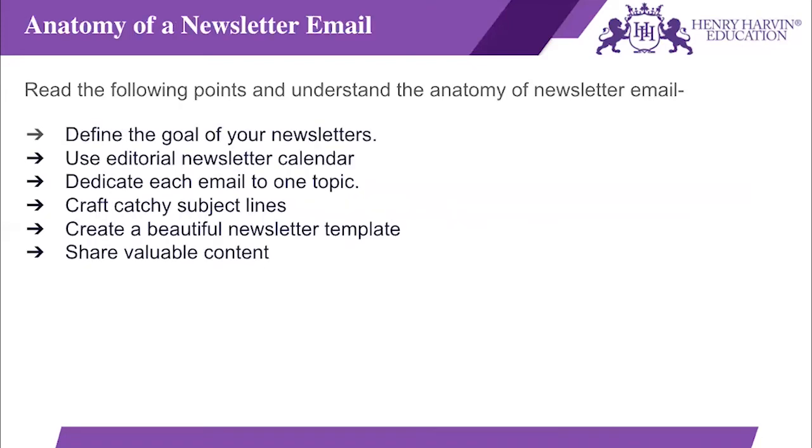So when we're talking about the anatomy of a newsletter email, we have to make sure that we're keeping in mind the following pointers. One, define the goal of the newsletter. It should not be ambiguous. Use editorial newsletter calendars so that it's shared within a specific time range and the period is fixed there. Dedicate each mail to one topic. When we dedicate each mail to one topic, that is where it becomes all the more meaningful. Craft catchy subject lines so that your email doesn't go to the spam box and is read by the readers.